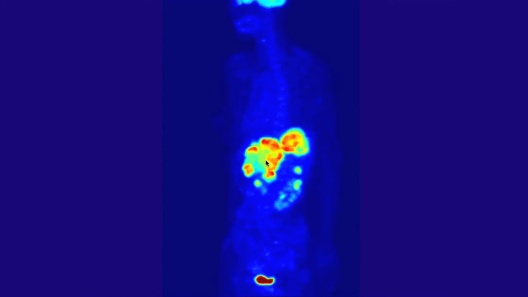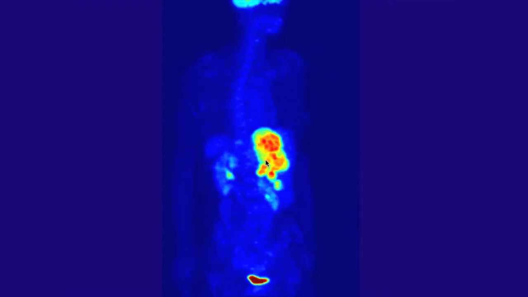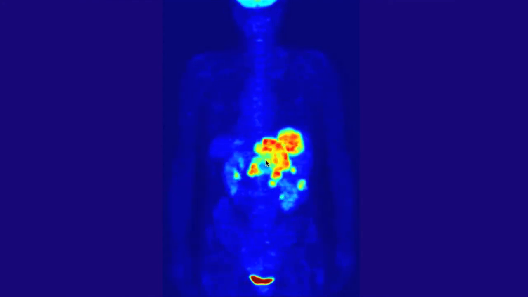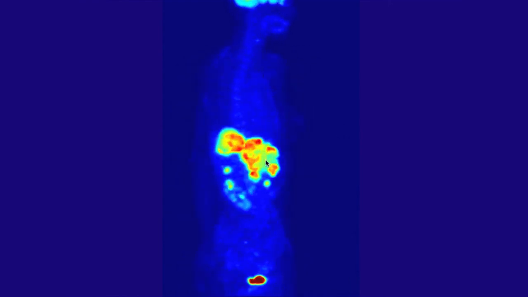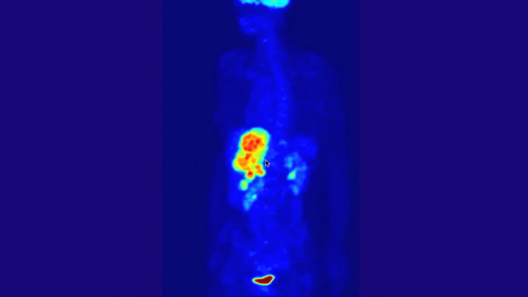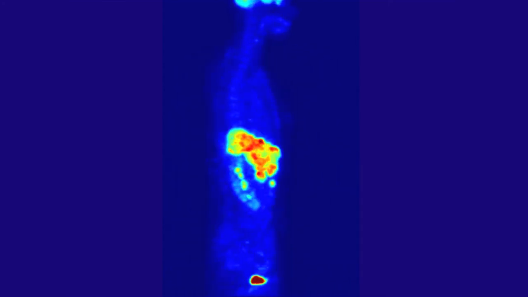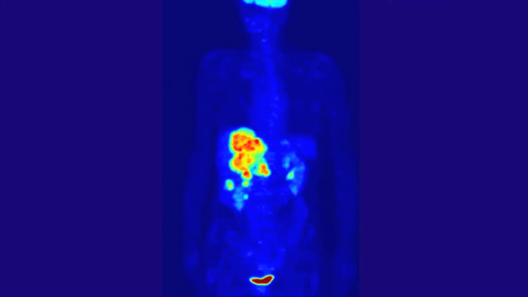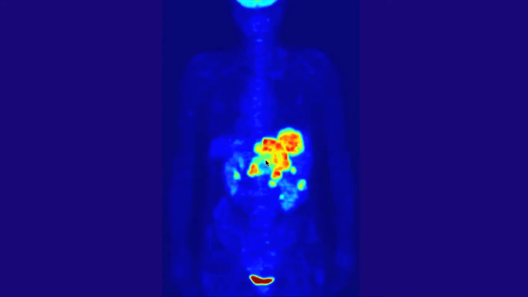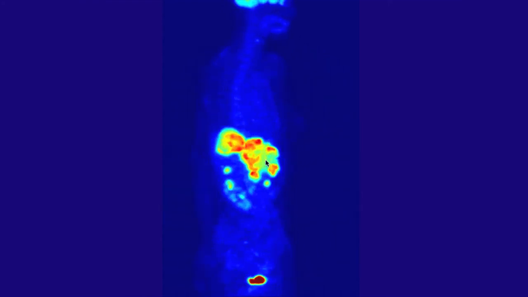So what it does, I suppose, is a tumor will pick up and store this particular radioactive isotope, and so you can see in this image that the liver has picked up a lot of the radioactive isotope. So the main image you see is the liver.